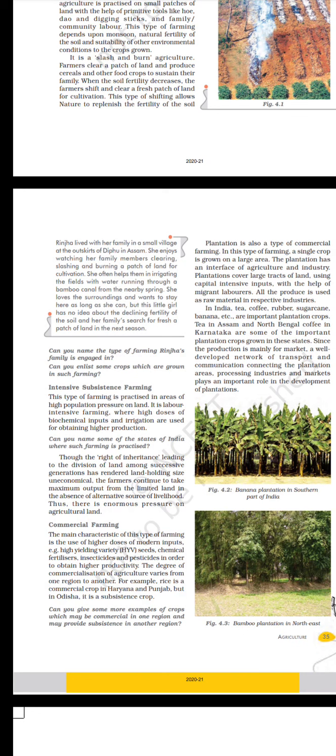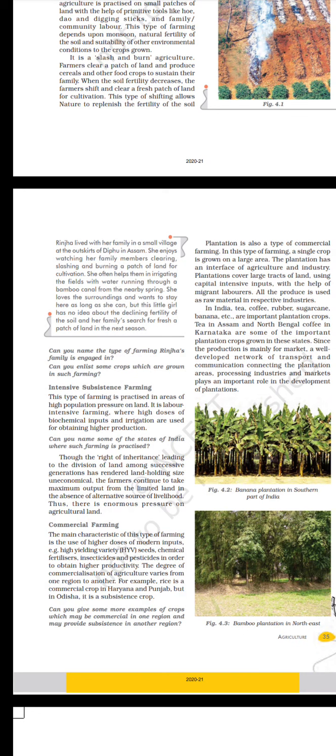Commercial farming. The main characteristic of this type of farming is the use of higher doses of modern inputs, for example, high yielding variety HYV seeds, chemical fertilizers, insecticides and pesticides in order to obtain higher productivity. The degree of commercialization of agriculture varies from one region to another. For example, rice is a commercial crop in Haryana and Punjab, but in Odisha it is a subsistence crop.